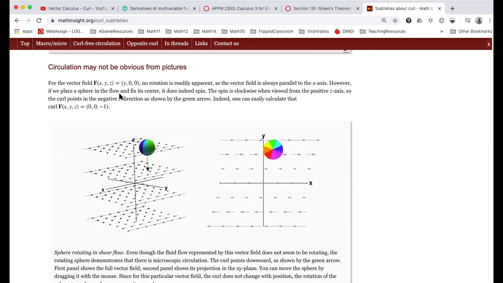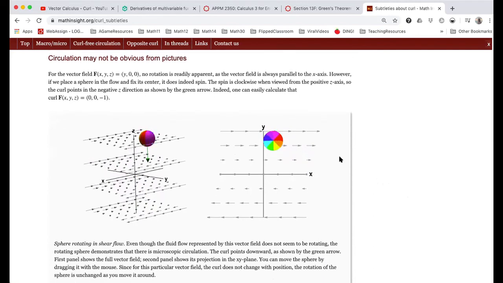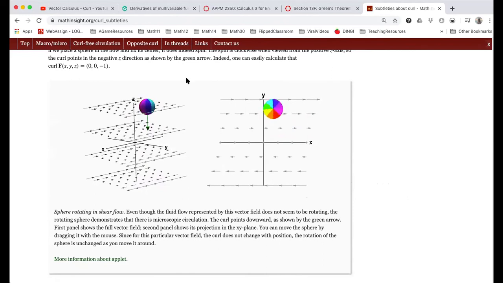So this is a vector field that we would be able to use with Green's or Stokes' theorem, which we're about to prove. But again, it doesn't necessarily scream out to you rotation until you look carefully at this. Okay, so let's go back to our handout.